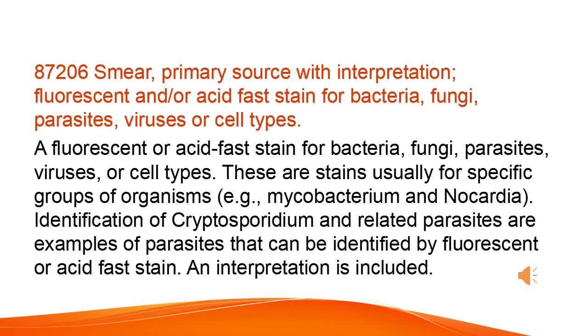Smear, primary source with interpretation, fluorescent and/or acid-fast stain for bacteria, fungi, parasites, viruses, or cell types. A fluorescent or acid-fast stain for bacteria, fungi, parasites, viruses, or cell types. These are stains usually for specific groups of organisms, e.g., Mycobacterium and Nocardia. Identification of Cryptosporidium and related parasites are examples of parasites that can be identified by fluorescent or acid-fast stain. An interpretation is included.